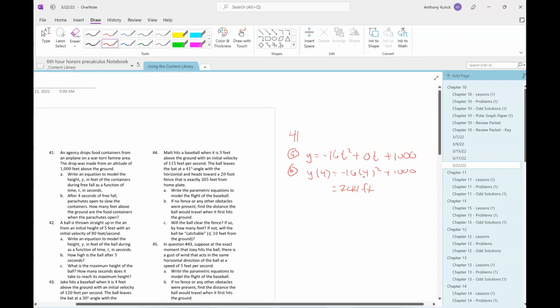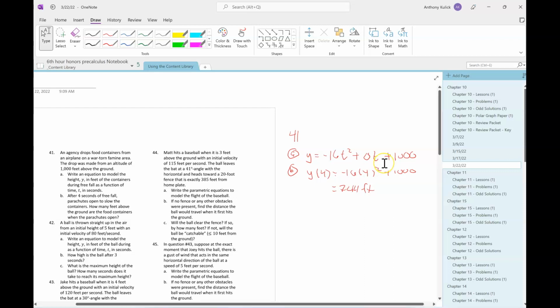Just trying mental math there. If that's not right, I apologize. I think it might be. 16 times 16 is 256, right? Yeah. So 1,000 minus 256 is 744. I think that's right. Zach, you feel good? Lexi?